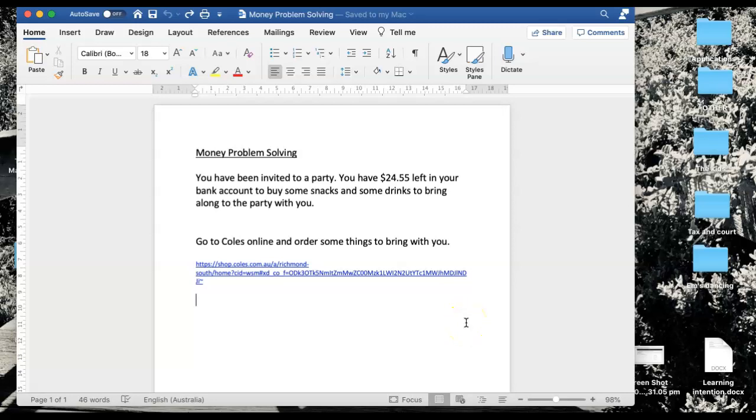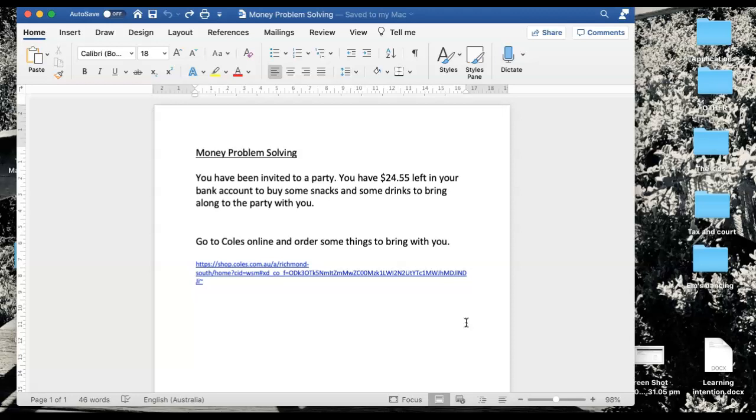Hi, grade 2 threes. For money this week, we are having a look at a money problem solving task because our learning intention is to focus on being able to calculate money and do addition and subtraction problems with money to be able to give change to within 5 cents.